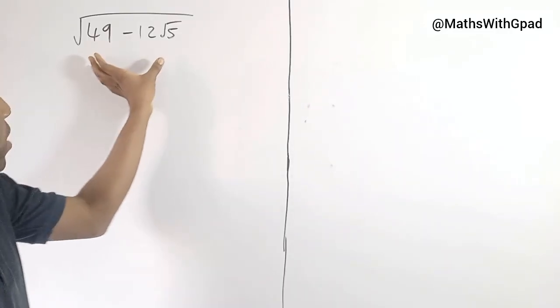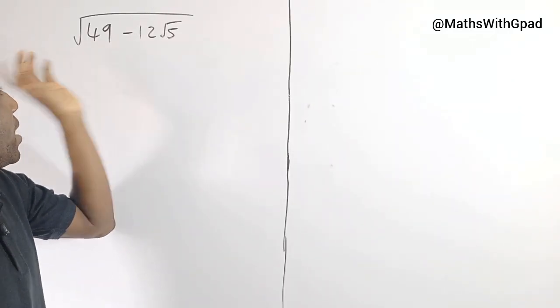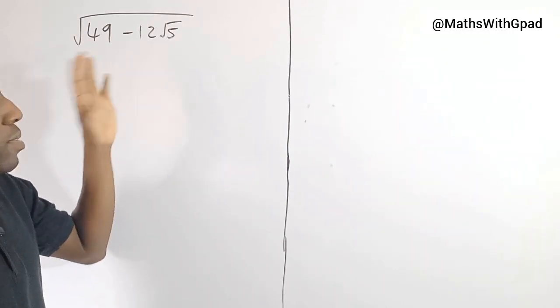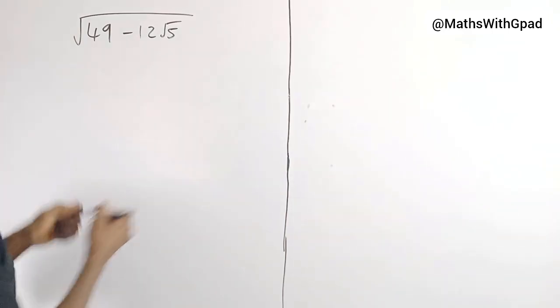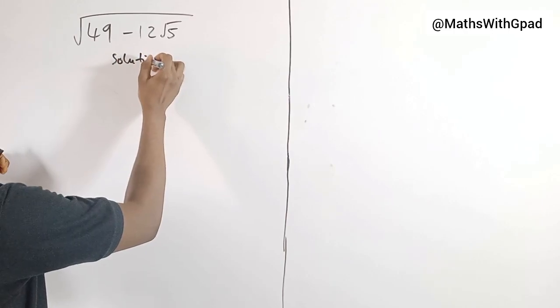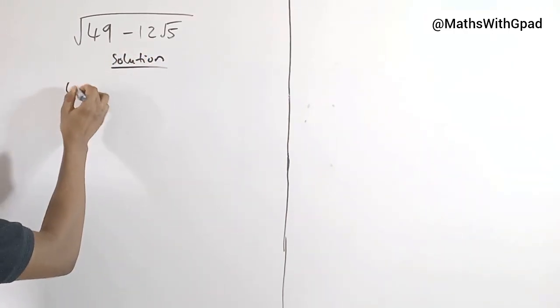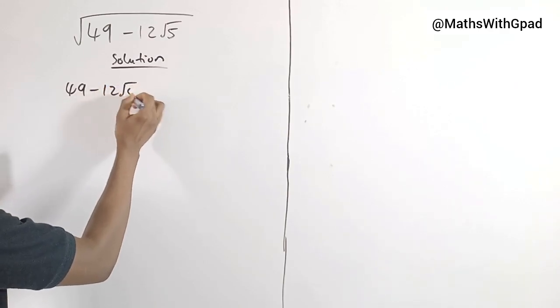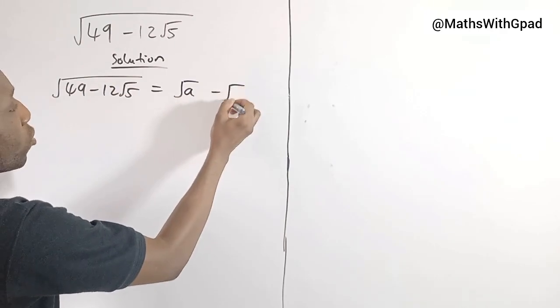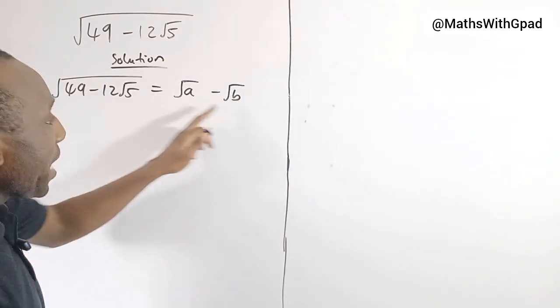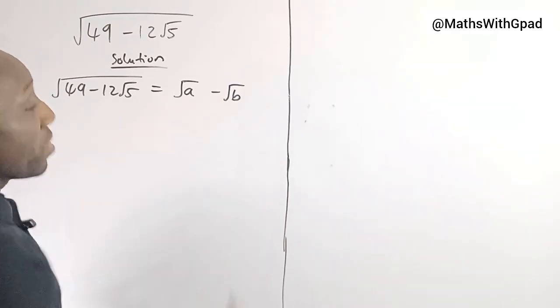In this video, we're going to evaluate what we have here. So what is this? The square root of 49 minus 12 root 5. How am I going to evaluate this? First of all, I am going to set this to, watch this, 49 minus 12 root 5. I'll set all of this to root A minus root B. So this will help me getting A and B, and then I will get the final result.